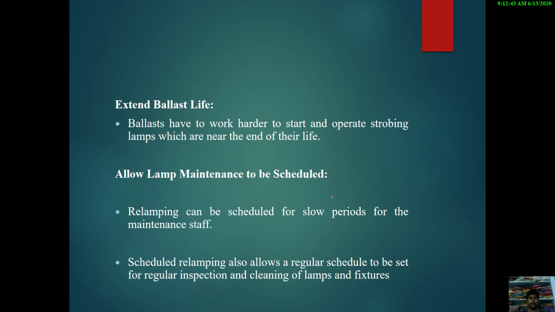The next one is extend ballast life. That is how we can extend the ballast life. To have a better ballast life, we have to work harder to start and operate strobing lamps which are near the end of their life, and allow lamp maintenance to be scheduled. That is, relamping can be scheduled for slow periods for a maintenance staff, and the scheduled relamping also allows a regular schedule to be set for regular inspection and cleaning of lamps and luminaires.